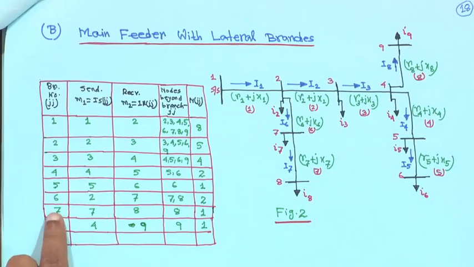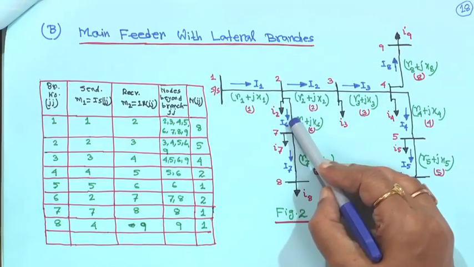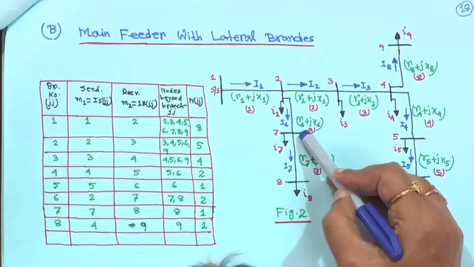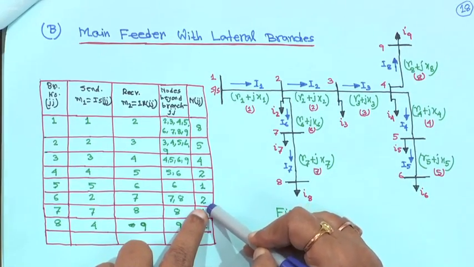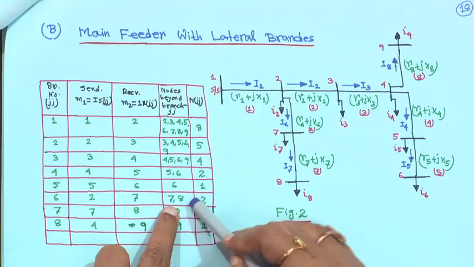Now, you come to branch 6, that means this is the branch. Beyond this branch, how many nodes are there? 2. So, N6 is equal to 2, and what are those nodes? 7 and 8.